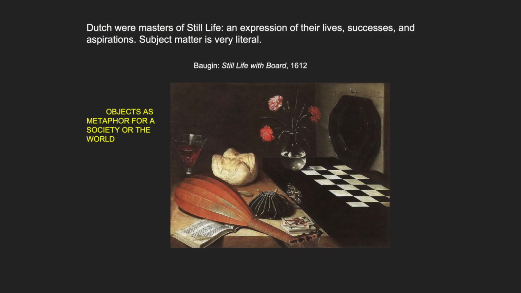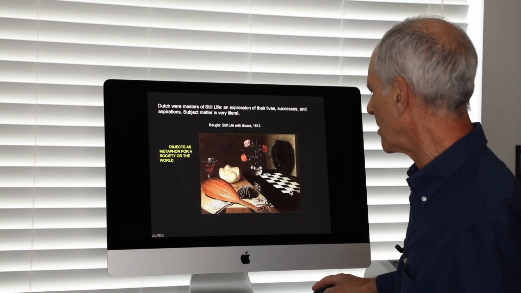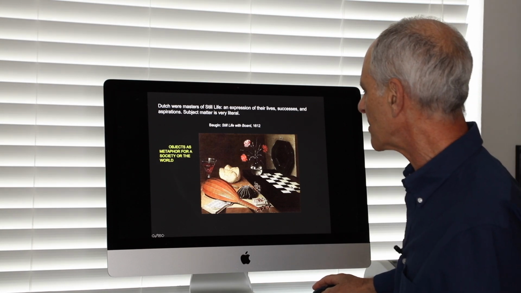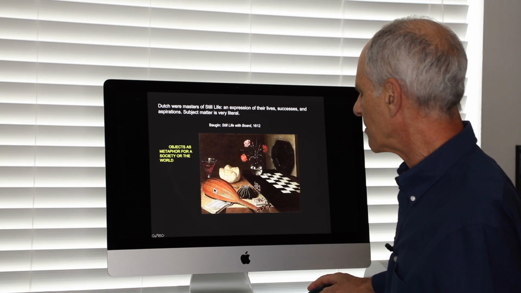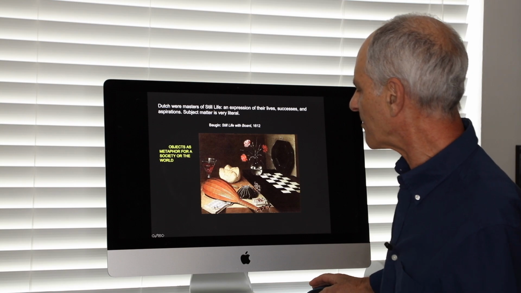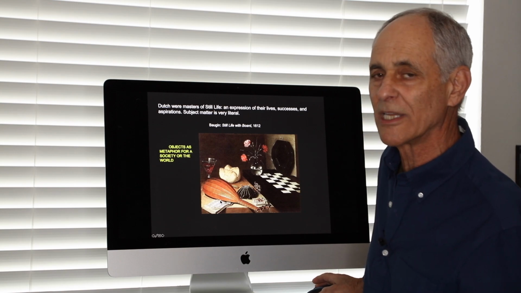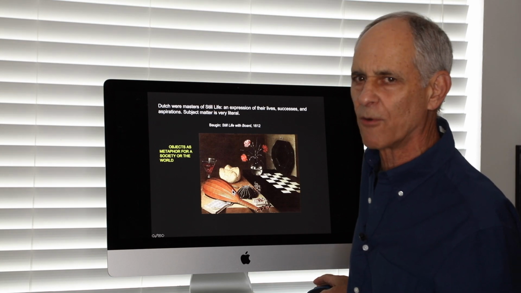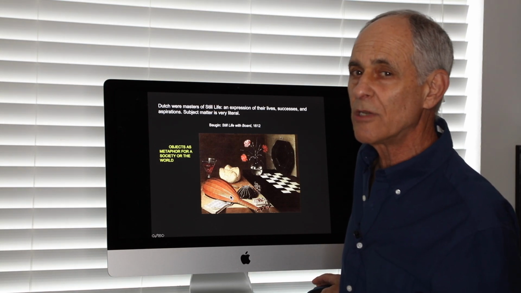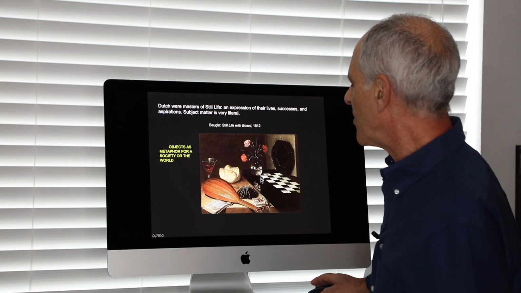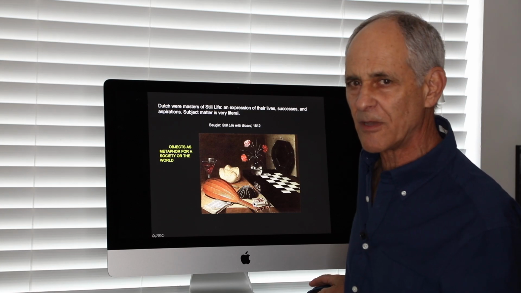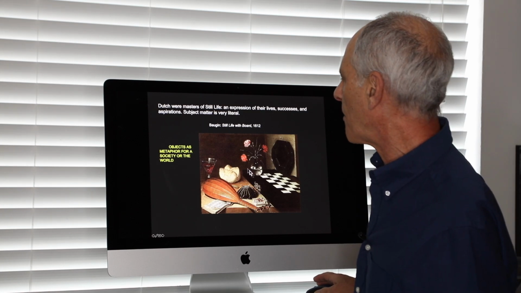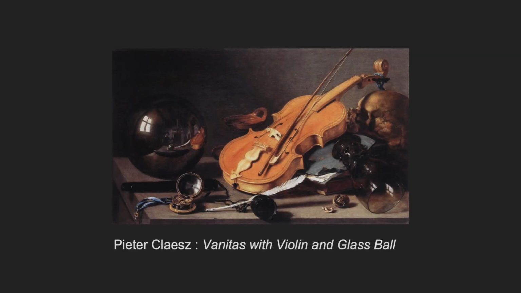And the objects are a metaphor for the society or the world. When you look at this, here's a board, a game for playing games, a wine glass, a musical instrument. You didn't have the time to do this unless you had some leisure time. And if you were very poor and working 14, 16 hours a day, you did not have much leisure time. These are the trappings of people with money, and they were the patrons of these artists.